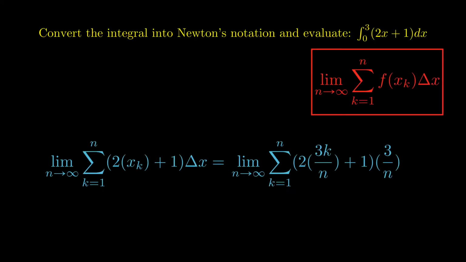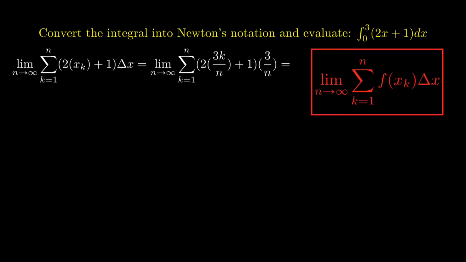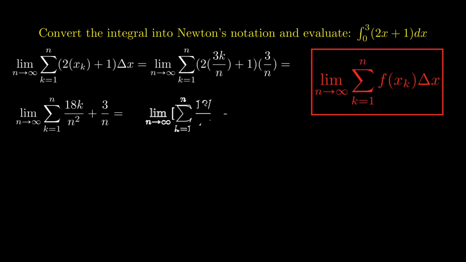From there, we just need to multiply the 3k over n times the 2 and then distribute the 3 over n to it. This gives us the limit as n approaches infinity of the sum from k equals 1 to n of 18k over n squared plus 3 over n, which we can separate into two different summations. The limit as n approaches infinity of the sum of k equals 1 to n of 18k over n squared plus the sum from k equals 1 to n of 3 over n.